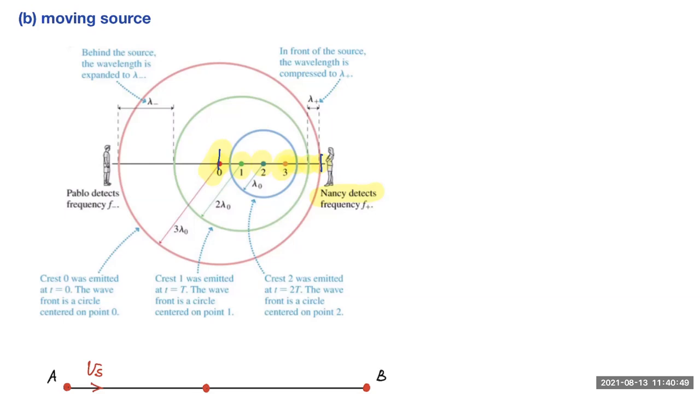So now all these 3 wavelengths are squeezed between point 3 and where Nancy is. We're looking at a much shorter distance, which is only this much, instead of the entire radius of the red circle. So you have squeezed these wavelengths into a shorter distance. That amounts to what? A shorter wavelength. So you squeeze the wavelength.